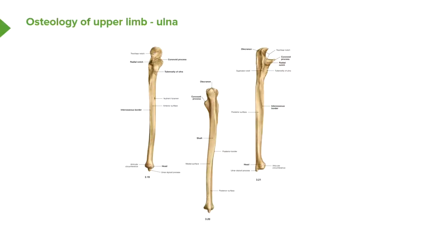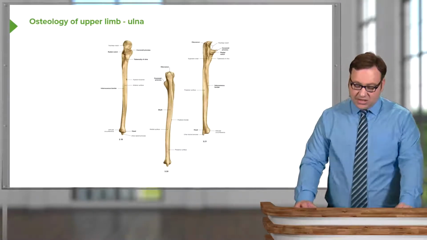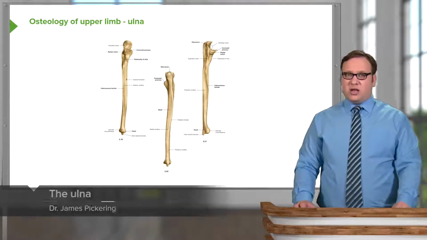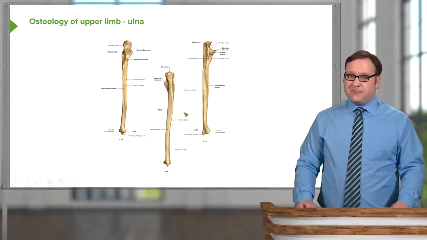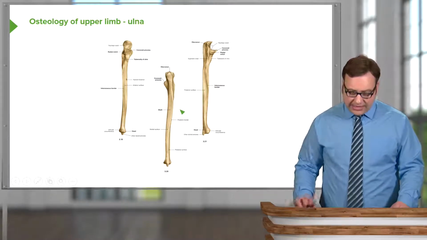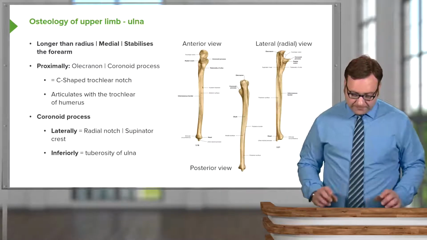So this is the ulnar bone, which we can see in isolation. It sits within the forearm alongside the radius. And we can see we have a number of views here that reveal various bony landmarks. So let's have a look.